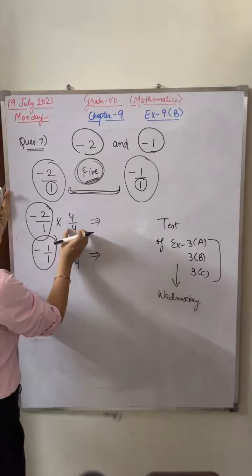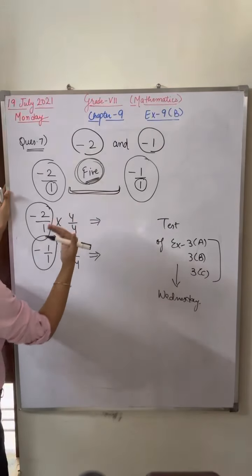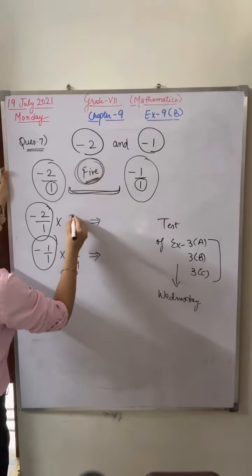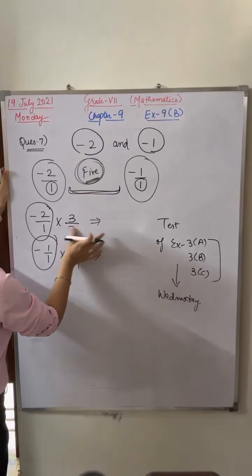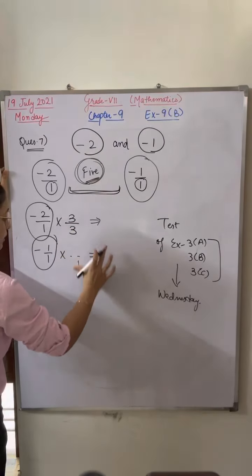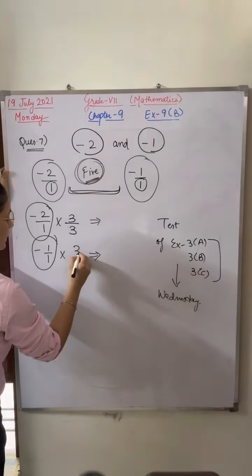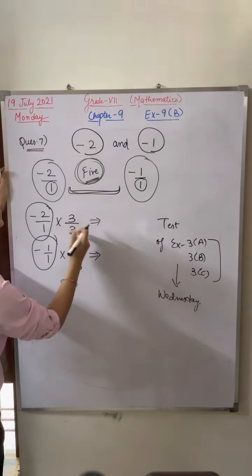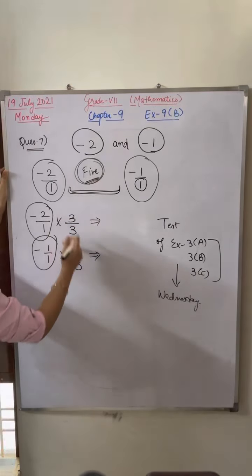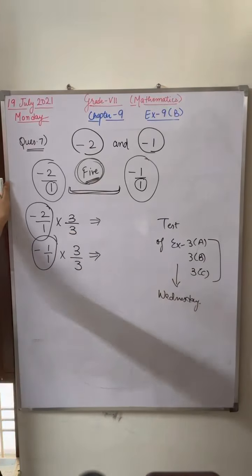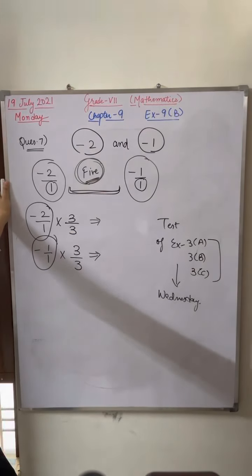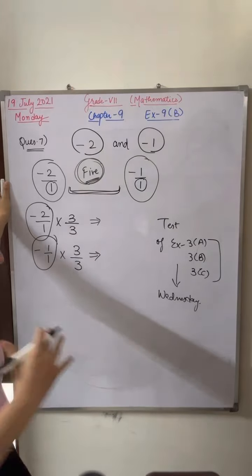After that, you have to multiply in this way. Multiply with 3 by 3, or 2 by 2, but you have to multiply both with the same. If here you multiply with 3 by 3, here also 3 by 3, or 4 by 4, 5 by 5. And then you have to check whether your answer is coming or not. Let me tell you.